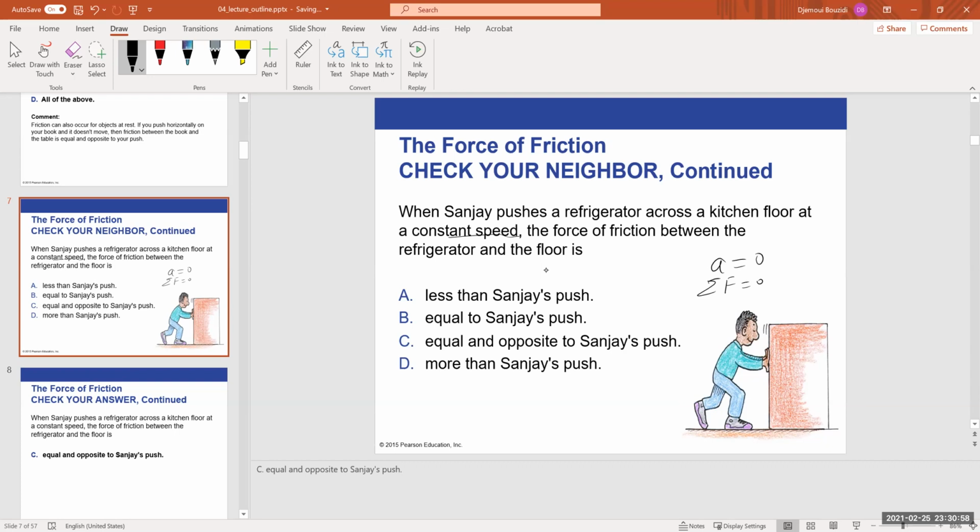Now if he's pushing with a force of, let's say, 10 Newton, the friction at the bottom must also be 10 Newton so that they cancel one another and the refrigerator does not gain or lose speed. Okay? Then the correct answer is C.